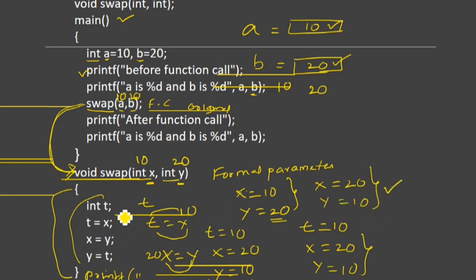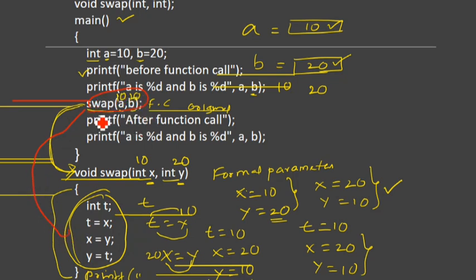After execution of this function, control goes back to where it was called from. It was called from here, went to the function, and performed this operation. After successful completion of the operation, it comes back to where it was called.